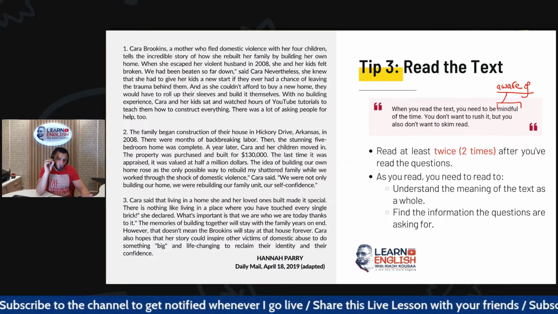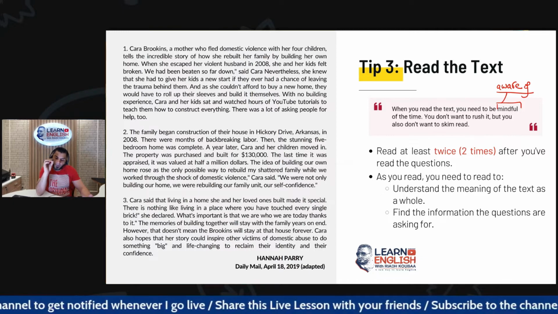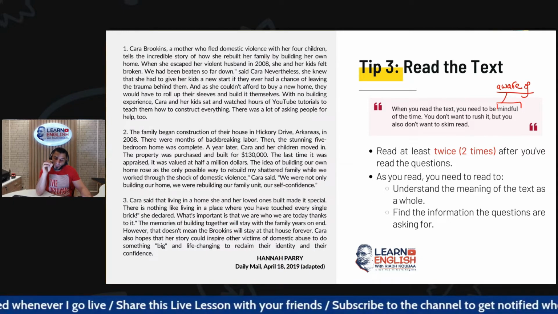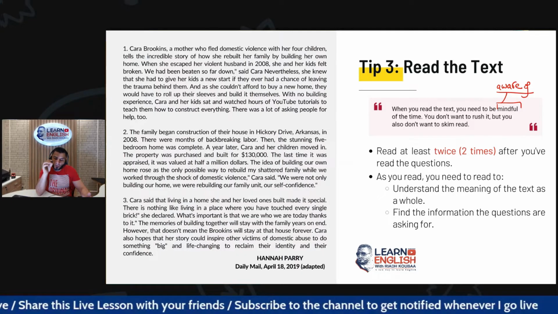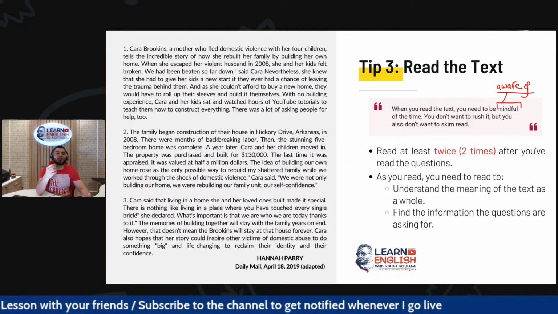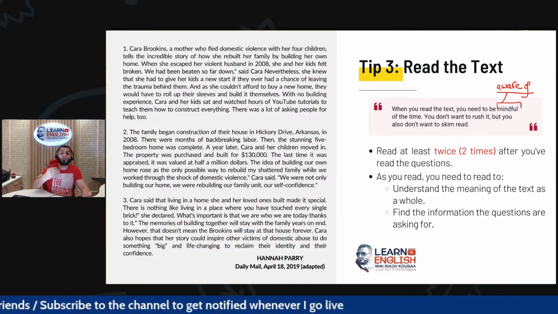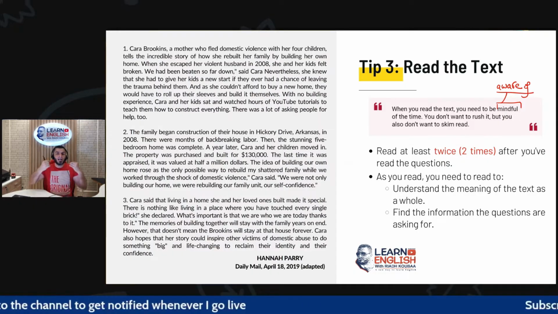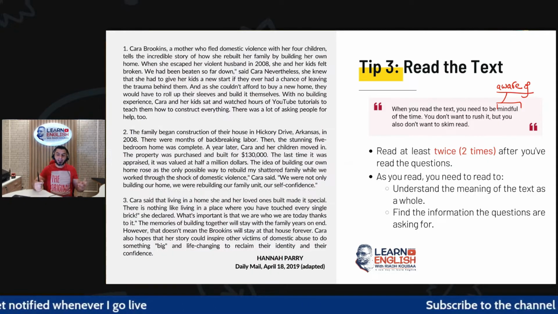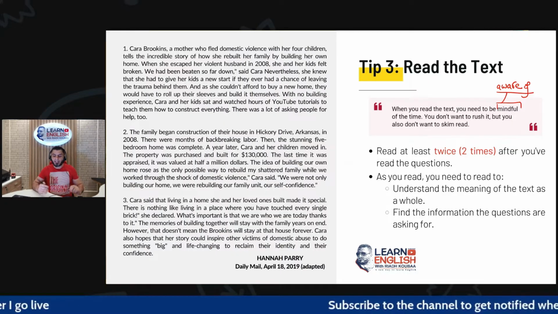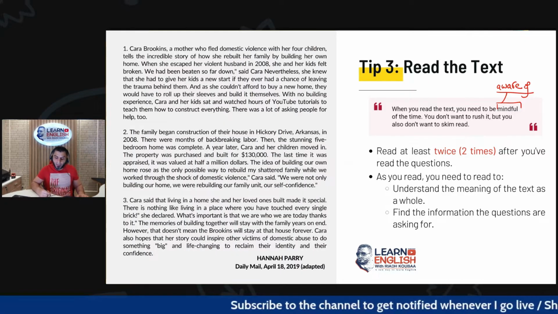You need to be aware of the time. You don't want to rush it, but also you don't want to skim the text. It's not reading the text quickly. So you have to read it carefully and at least twice. Read the text at least twice after you read the questions.